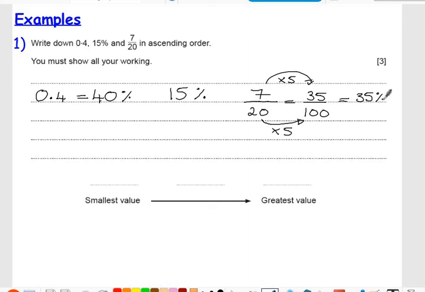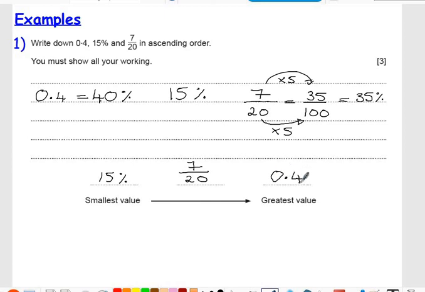So when we are putting these in order of smallest to largest, we can see our smallest is going to be 15%. Our second smallest, well, we've got 40% or 35%. Well, 35% is our next smallest, but we have to write it in the form given in the question, which is 7/20ths. And lastly, our largest value is 40%, but again, in the question it's given in the form as a decimal, so we have to write it as 0.4.